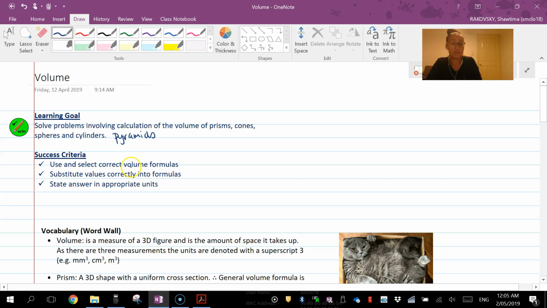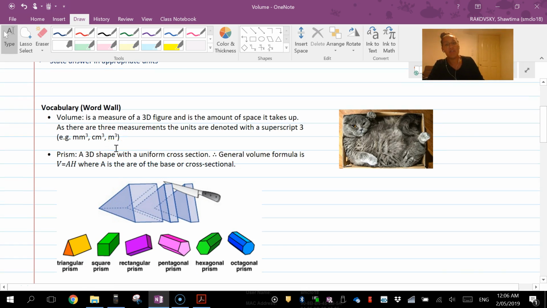To be successful you need to identify the appropriate formula, substitute the values correctly and state the answer in the correct units. Volume is the amount of space a 3D shape takes up, so centimeters cubed, meters cubed, and so forth.